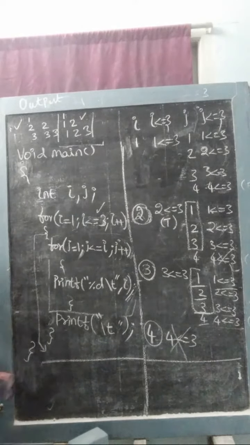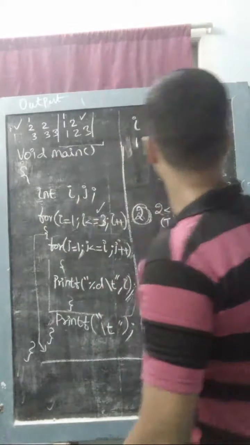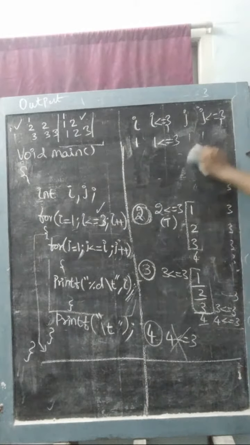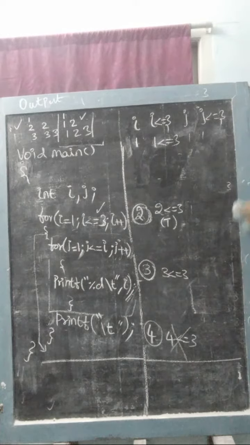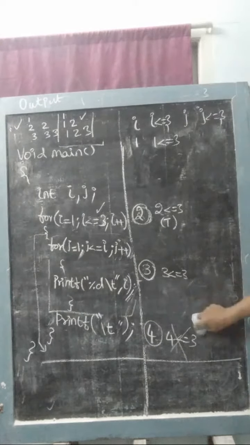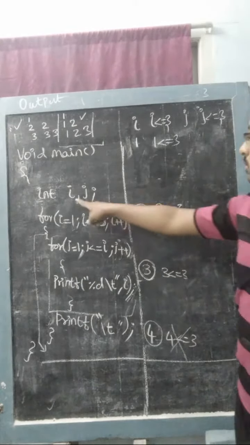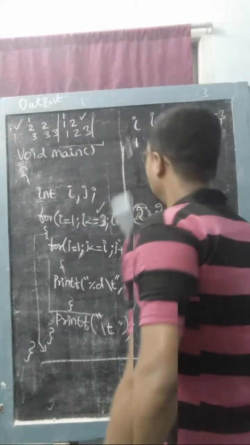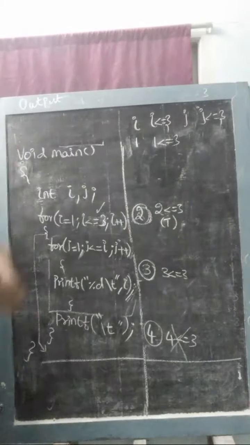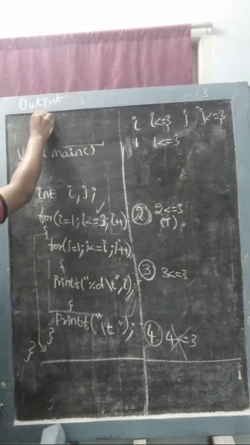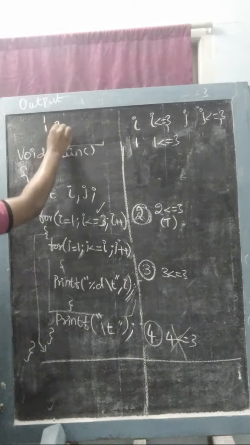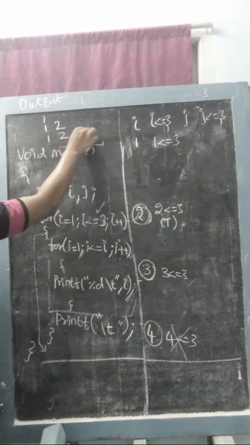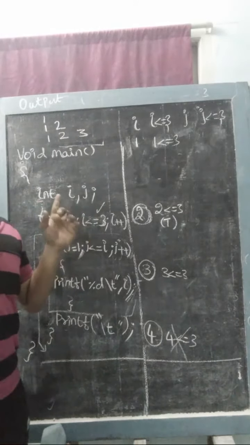Okay. Now, I'm just erasing this one. Okay. So first, the output will become like that. How will it be possible? The output will be 1, 1 2, and then 1 2 3. The triangle name is Floyd's triangle.